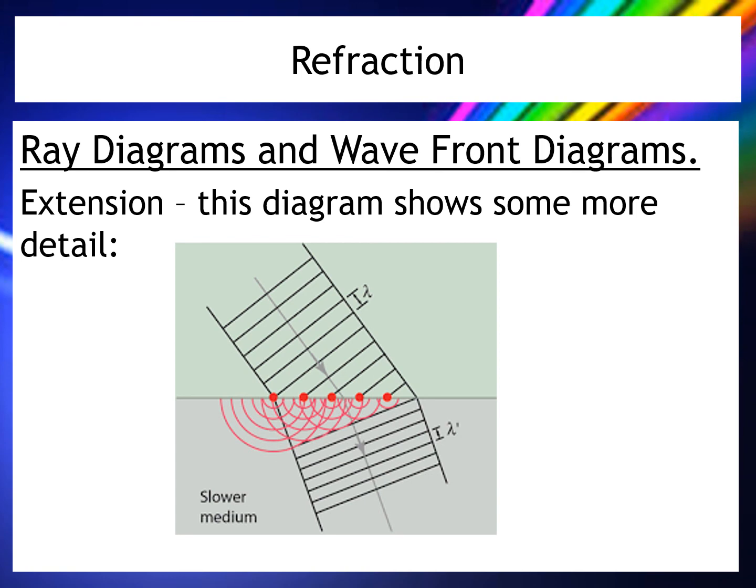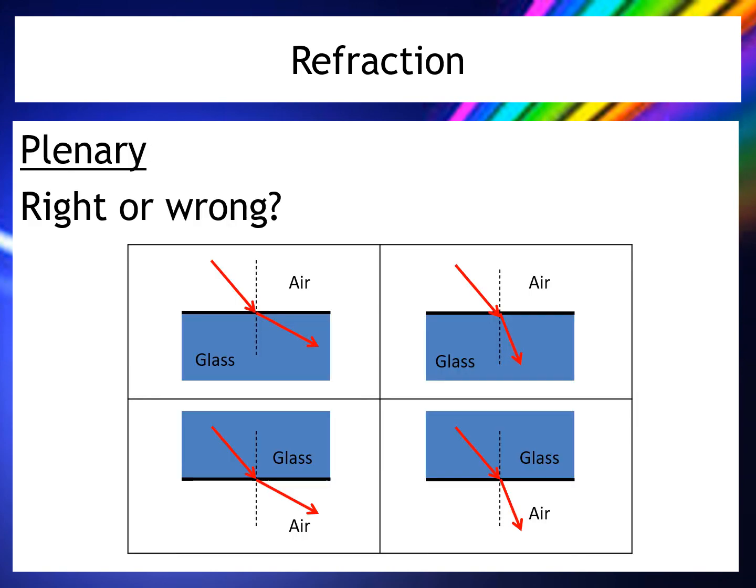For those of you doing the triple science course, this diagram shows a little bit more detail, and you can see that we have the ray going down the middle, which is in grey, and on either side we see the edges of the wave, which remain parallel throughout. So that's a quick review of refraction. Pause the video now and have a look at these 4 examples. Which ones of them are right and which ones of them are wrong?